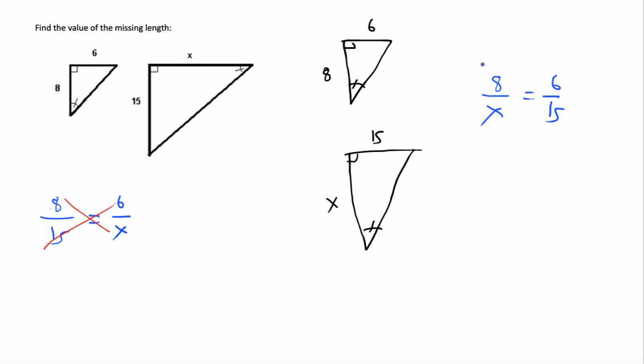So here we can just cross multiply. 6 times x is equal to 15 times 8, which is 120. And when we divide by 6, we get x is equal to 20. So that is going to be the value of this side here.